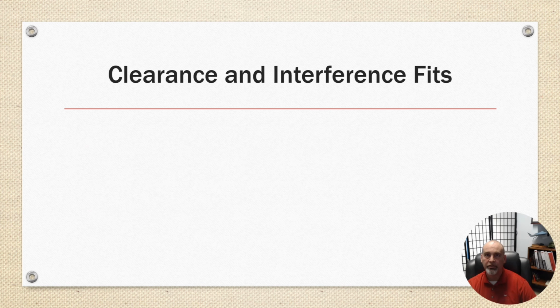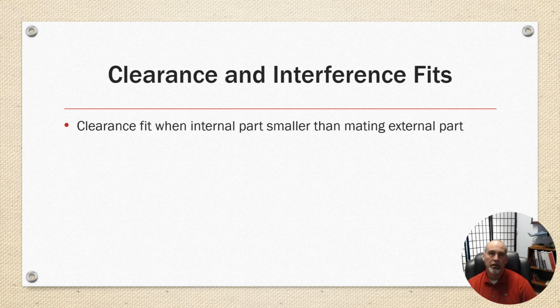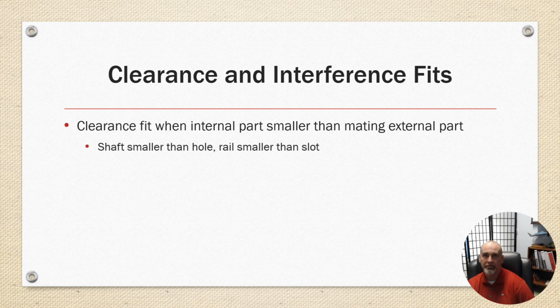Clearance and interference fits. Clearance fits are when the internal part is smaller than the mating external part. In this application, examples could be a shaft smaller than a hole, or a rail smaller than a slot, and it's typically used for moving parts.